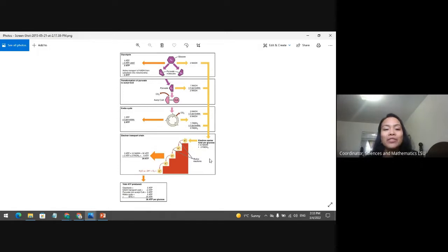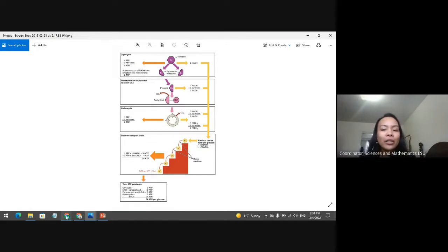So, as a summary, in glycolysis there will be two ATPs, in the Krebs cycle two ATPs, and in the electron transport chain 34 ATPs. So that makes 38, but you are using 2. Don't forget you use 2 for the NADH transport. So 38 minus 2, you get a total of 36 ATPs per glucose molecule.